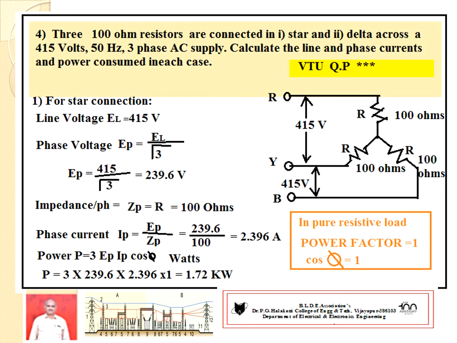300 ohm resistors are connected in star and delta across a 415 volts 50 Hz 3-phase AC supply. Calculate the line and phase currents and power consumed in each case. It is also asked in VTU question paper problem. So the decision of impedance is very important. We have to go for Z equal to under square root of R square plus XL minus XC whole square. It is already learned while solving the problems of RLC circuits.